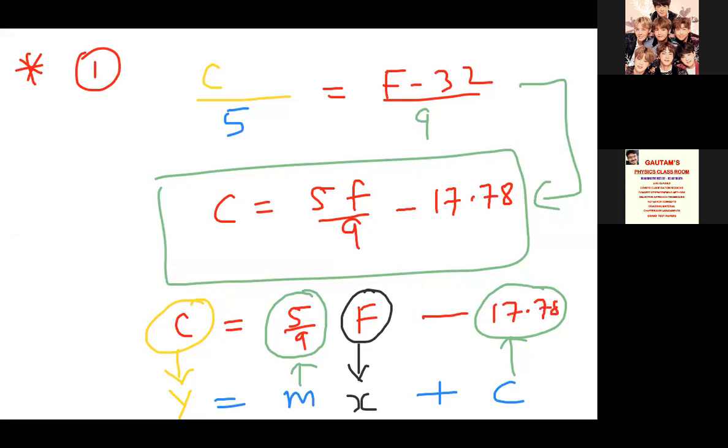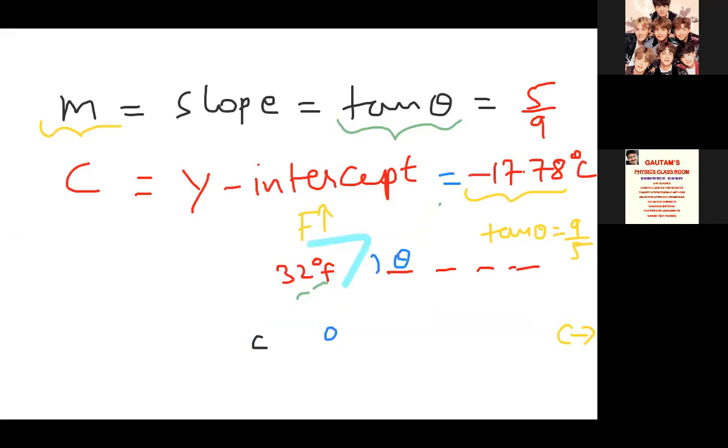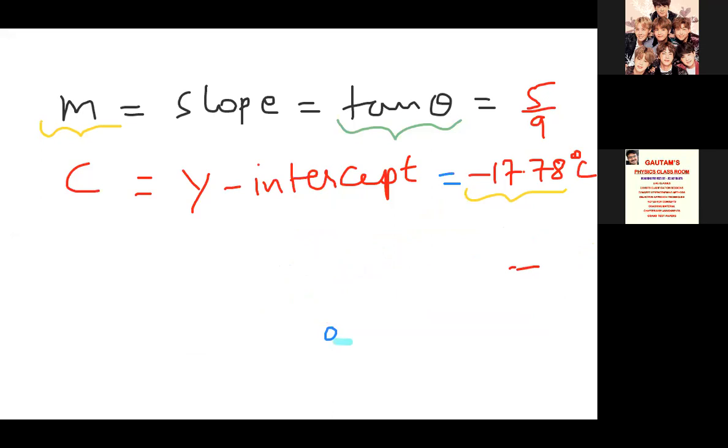Taking this data, m, the slope, is equal to tan theta, which we got as 5 by 9. And the y-intercept we got as a negative value, minus 17.78 degrees centigrade. Let us check the graph now. So we have to change the graph here. Let me change it, and you can observe the changes. Be clear about these changes.